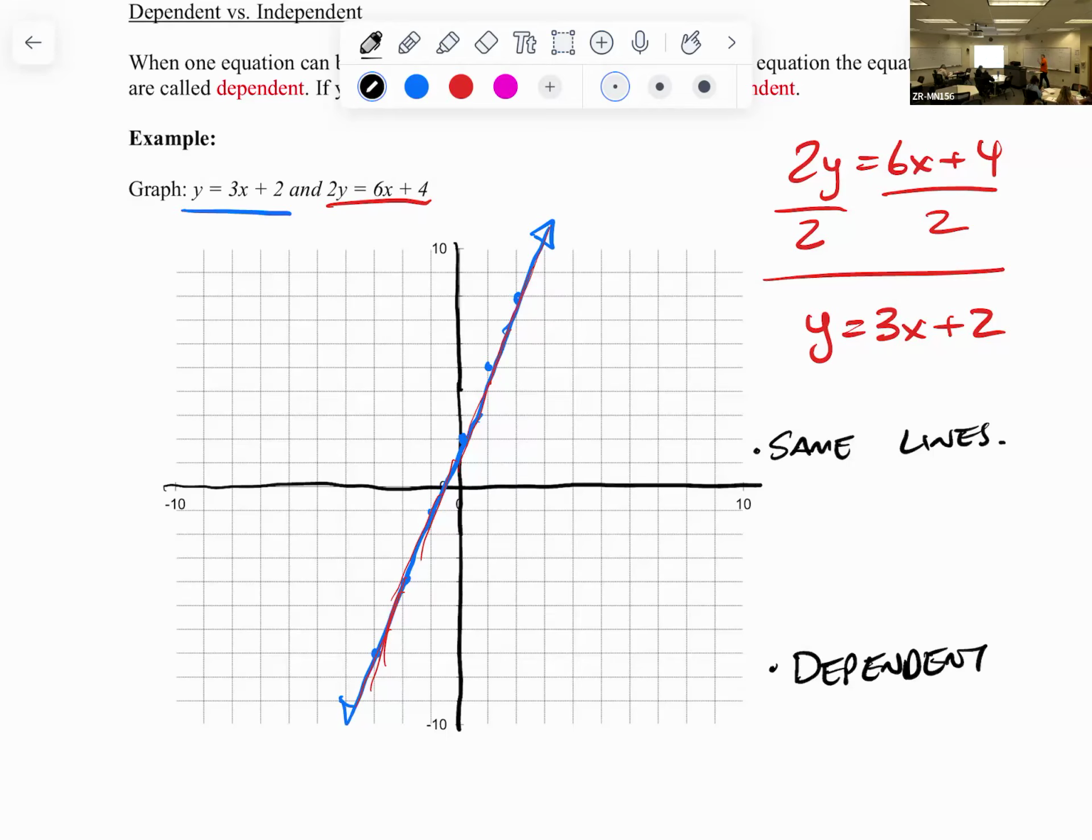Now, as a note, all pairs of lines meet two definitions. So the solution of these two lines, since they're the same lines, this is what we refer to as an infinite number of solutions.